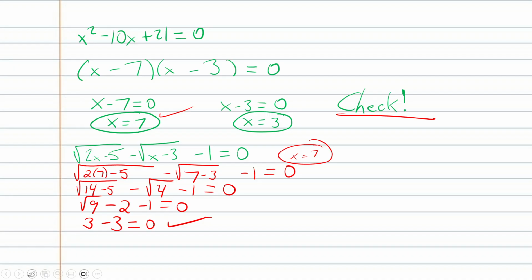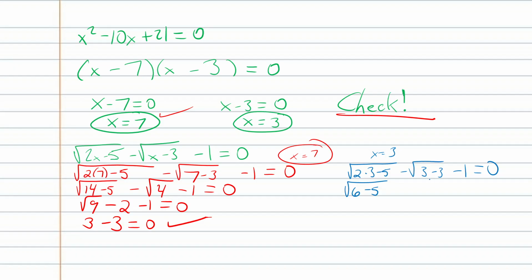Let's check 3. I'll change colors. For this one, I'll change it back to a blue. So I'm going to plug in for the 3. All right, so it'll be the square root of 2 times 3 minus 5 minus the square root of 3 minus 3 minus 1 equals 0. Okay, so here 2 times 3 is 6. Maybe look at 6 minus 5.